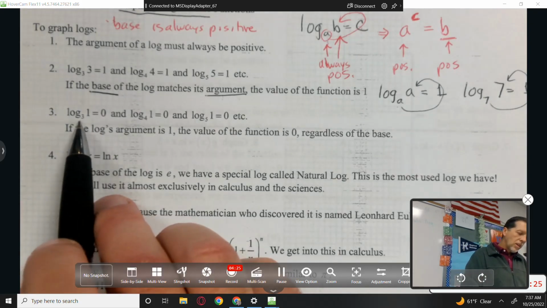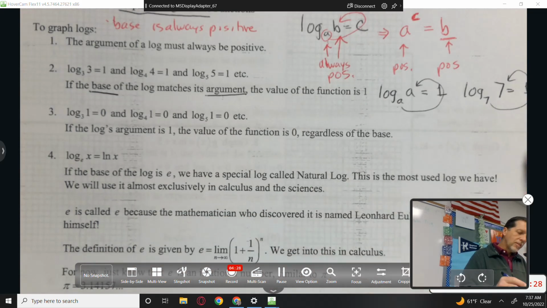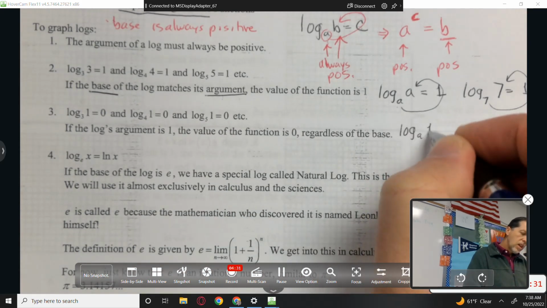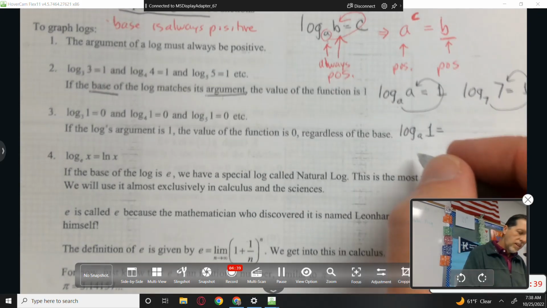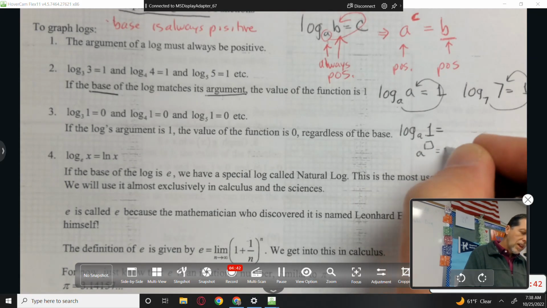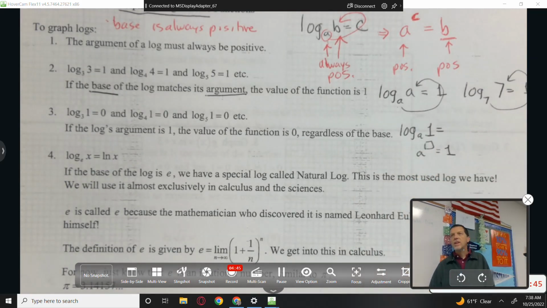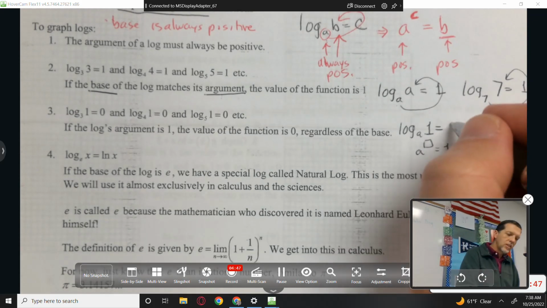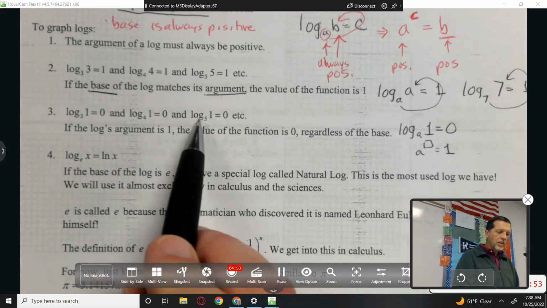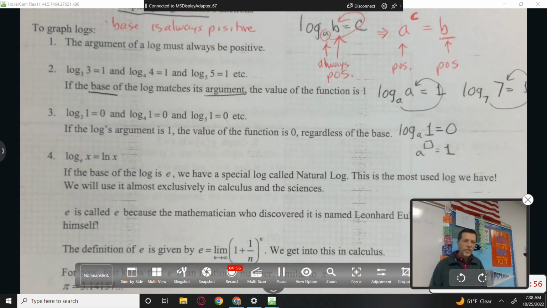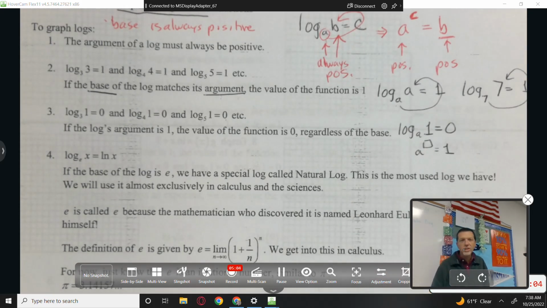Number 3, log base 3 of 1, log base 4 of 1, log base 5 of 1. Again, think about the loop-de-loop thing. Log base A of 1 means A to something equals 1. 0. The only way that works is 0. And it doesn't matter what A is. So it doesn't matter what the base is. If you're taking the log of 1, you're going to get 0. That's another one where, do you need to memorize that? I would say no, because you could just figure it out with a really short fishhook thing.